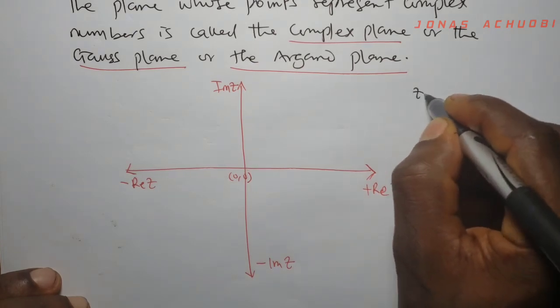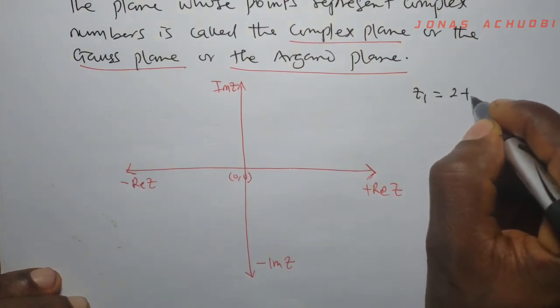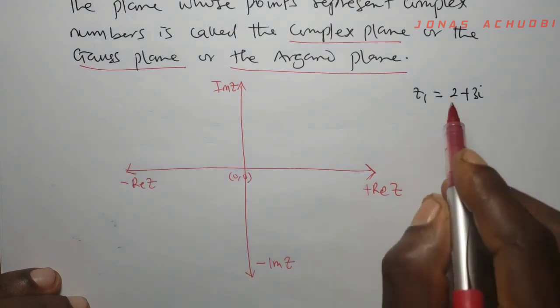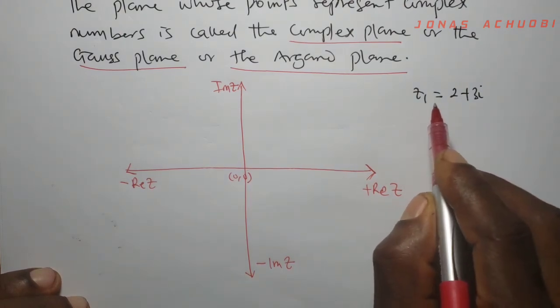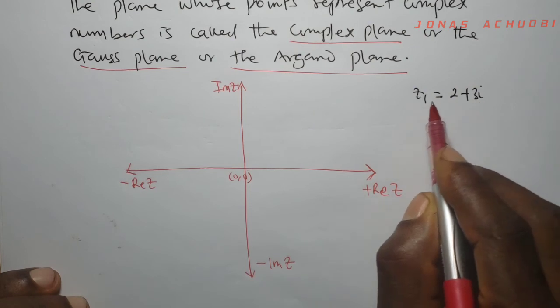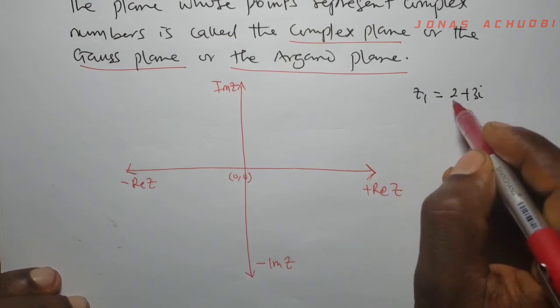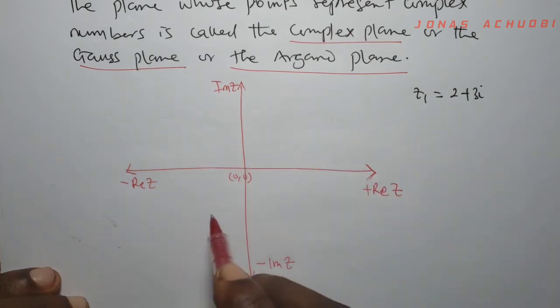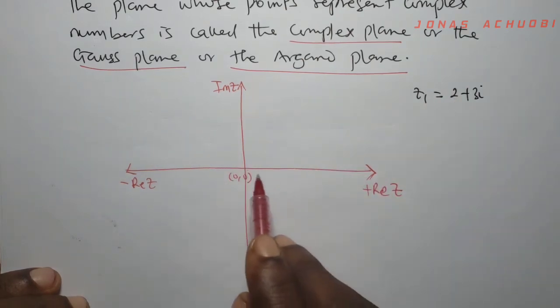Let us look at z1 equal to, say, 2 plus 3i. Let us see how to locate it. This complex number given, z1 equal to 2 plus 3i, has a positive real part 2. So on our Argand plane, the positive real axis is this way.